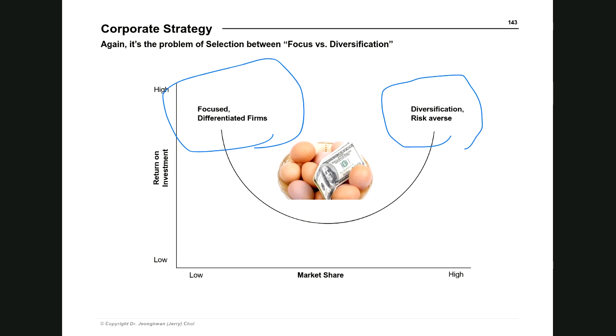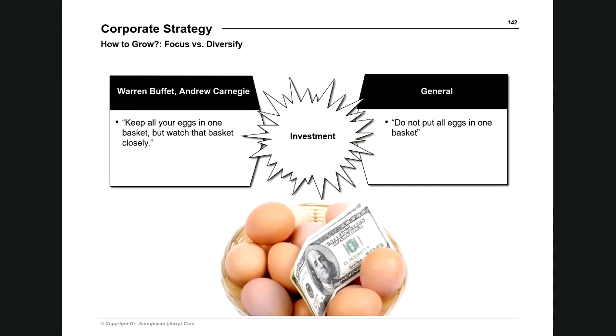If you get a job in a large corporation, maybe you need diversification. However, if you start your business or work for a small startup, you need to exercise focus. Don't be afraid to make any choice. It's your hand. It's your choice. Only one problem: please manage that.